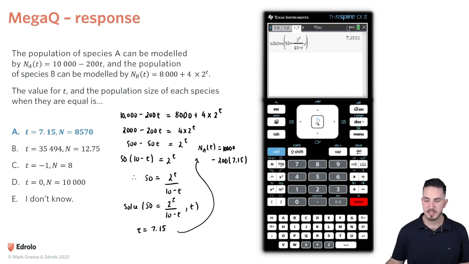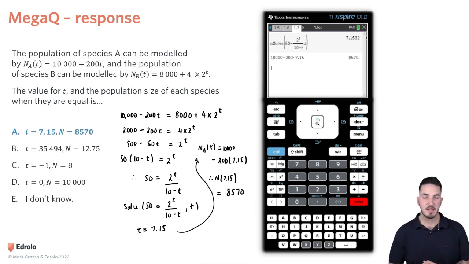And again, we can put this into our CAS to confirm. So we're going to have 10,000 minus 200 times 7.15. We enter, and we end up with 8,570. So therefore, n of 7.15 is equal to 8,570. So when these two populations are equal, it will occur after 7.15 years, and the population size of each of these species would be 8,570.